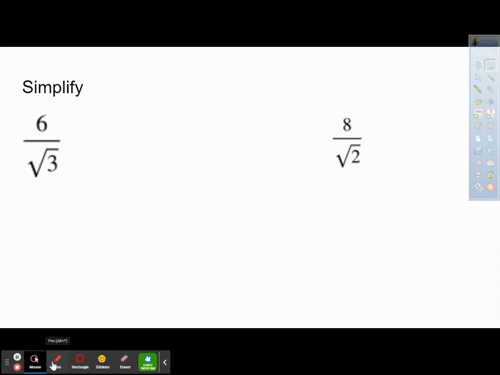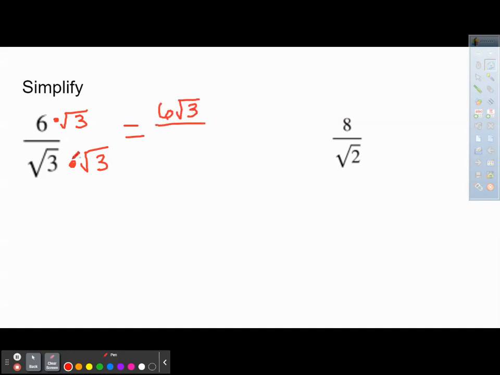So to do that, you multiply it by itself. And whatever you do to the bottom, you also have to do to the top. So you multiply both the top and the bottom by the denominator. Well, 6 times the square root of 3, remember I can't do anything to that because one's a radical and one's not, so it's just 6 square roots of 3. And then the square root of 3 times the square root of 3 is just 3.